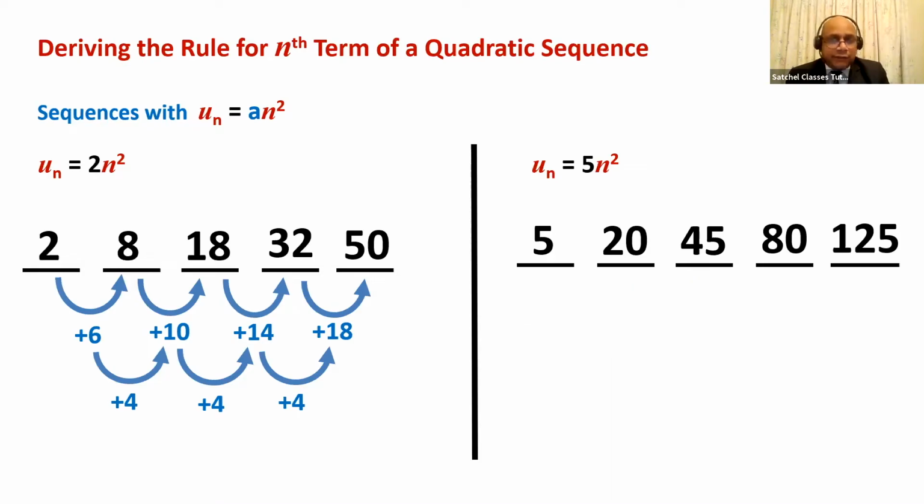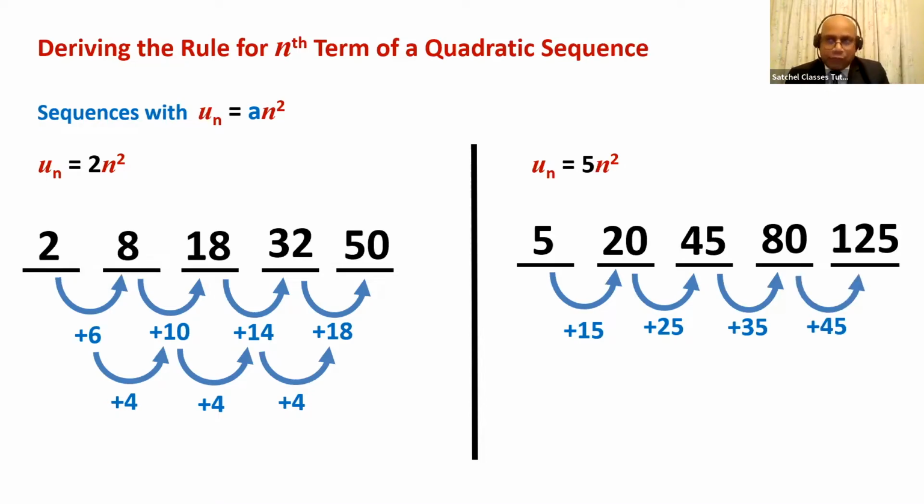Let's find the difference of the consecutive terms. 20 minus 5, 15. 45 minus 20, 25. 80 minus 45 is 35. And 125 minus 80 is 45. What's the second difference now?